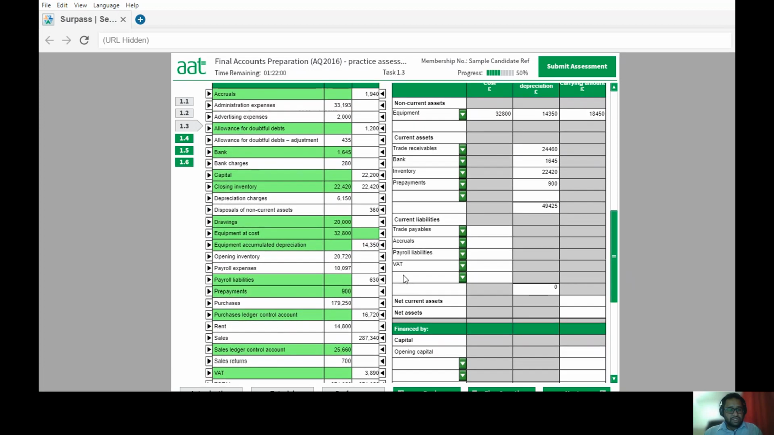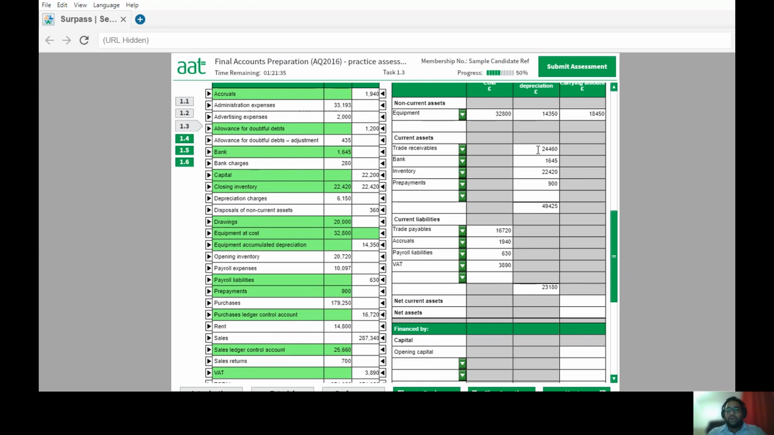It is under the purchase ledger control account, so that is going to be £16,720. Accruals, £1,940. Payroll liabilities, £630. Last but not least, we have VAT for 3,890. Let's work out the total amount due now.